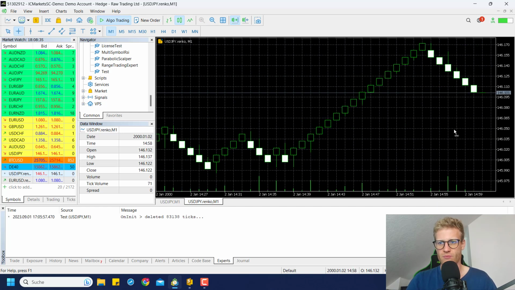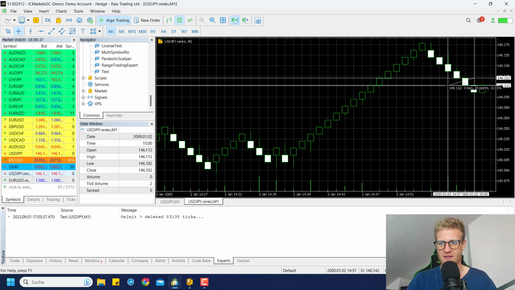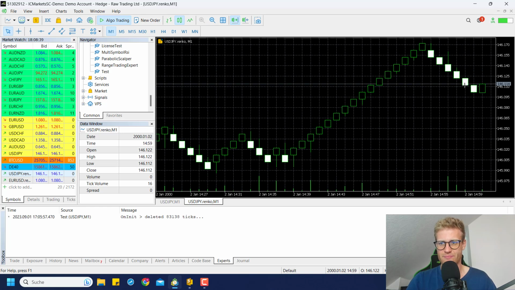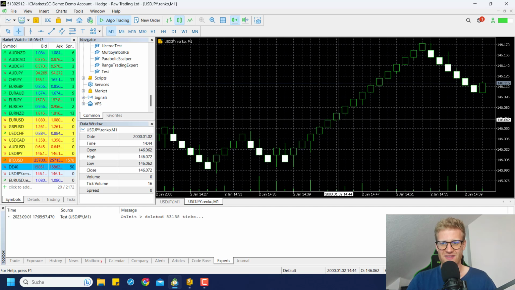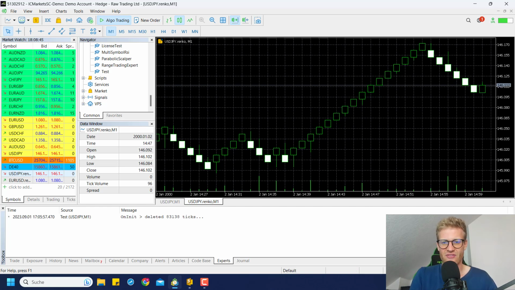So if I show you here, for example, this bar, it's 10 points big. Like the size of every bar here. Every bar has the exact same size. And this is because Renko charts are built like this.